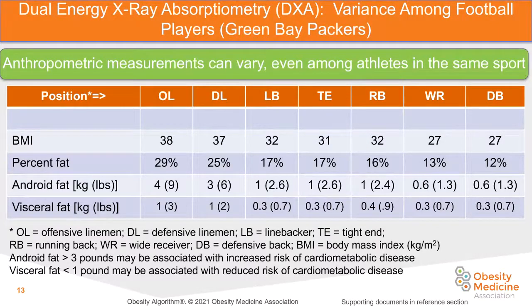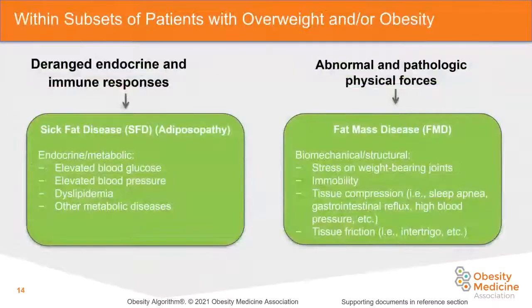Now, obviously, if you go down here to the running backs and the wide receivers, you can see they truly do have visceral fat less than 1 pound and android fat less than 3 pounds, which is what you want. But again, even among those that you could just look at and think they'd be a lot worse, it's really not that way. Because they have so much muscle mass, their percent body fat is, again, not what you would expect. So that's why you've got to measure.